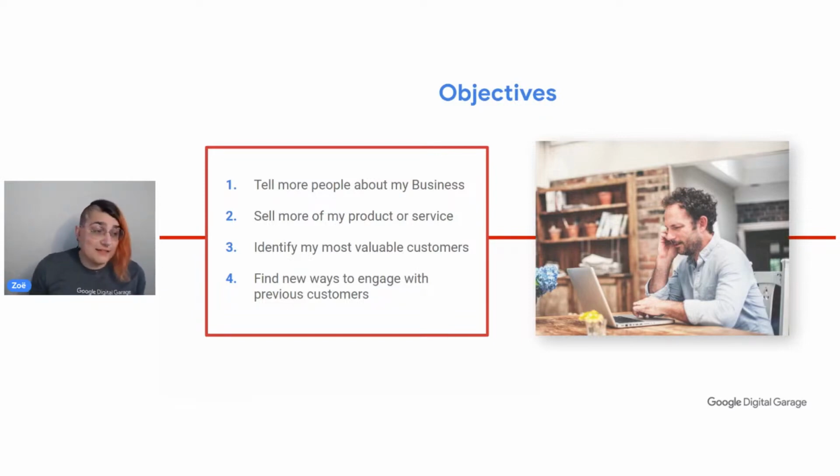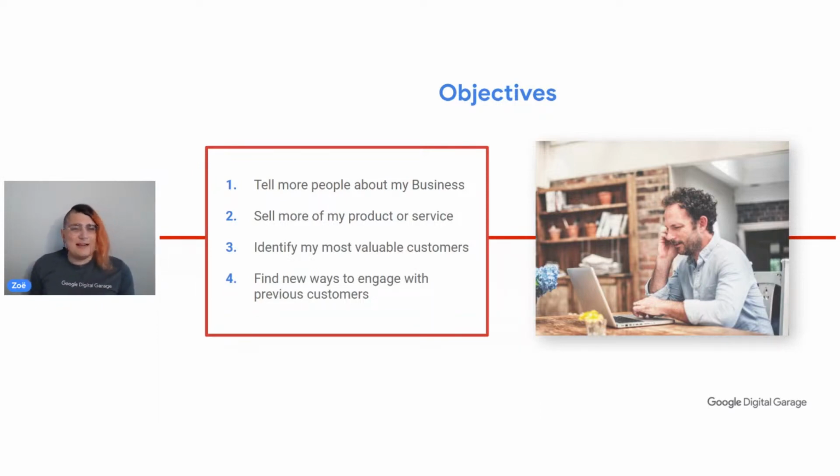Maybe you've worked out that one of the things you struggle with is repeat business, that people buy your product once, but then don't come back and buy it again. In which case, you might be looking at number 4 there, which is finding new ways to engage with previous customers. So you're working out, what is it that my previous customers, my current customers, want in order to come back another time. The one I've not really talked about there is objective number 2, which is sell more of my product or service.